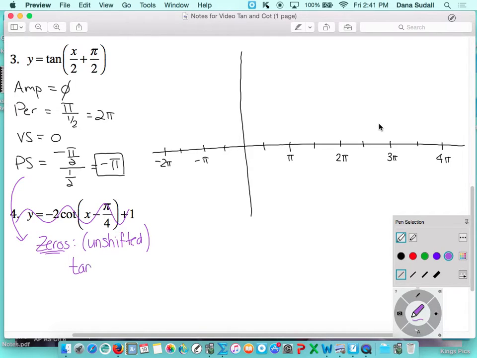So my equation is tangent of x over 2 plus pi over 2. The plus pi over 2 part is what's causing the shift. So if I eliminate that pi over 2, my graph is unshifted. So we're going to come up with the zeros that are unshifted, and then we'll shift all of them. So if I ignore the pi over 2 in this equation here inside for the angle, I'll have zeros that haven't been shifted. And then tangent is sine divided by cosine.